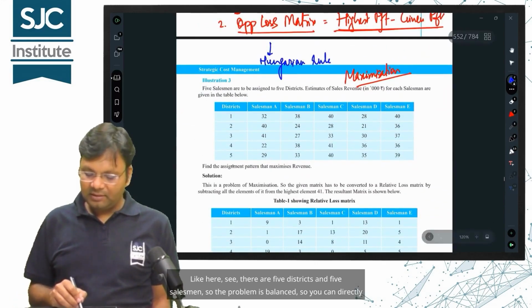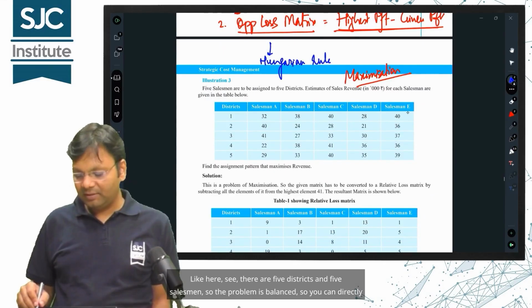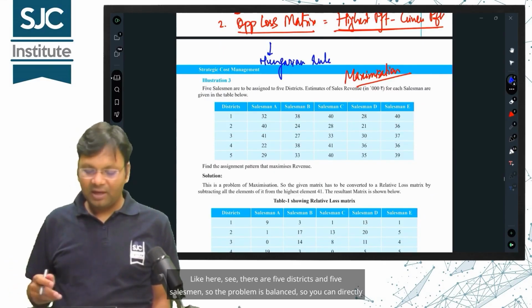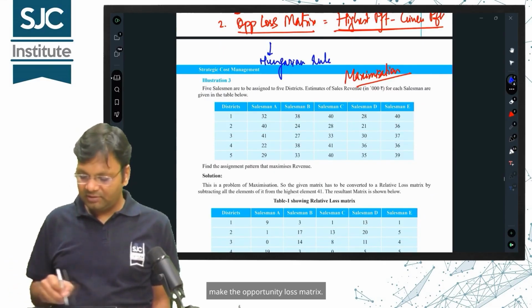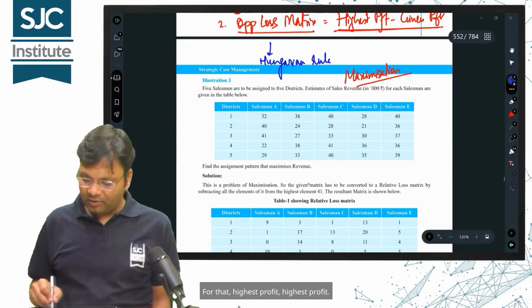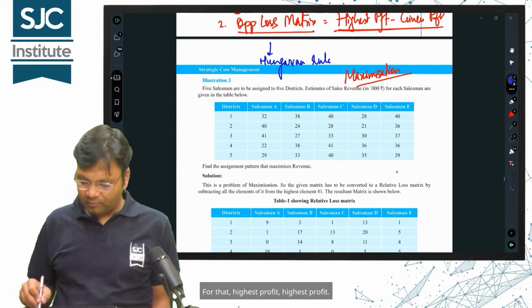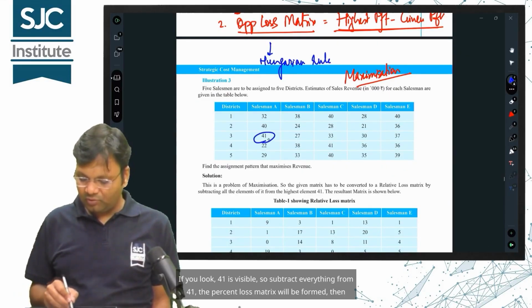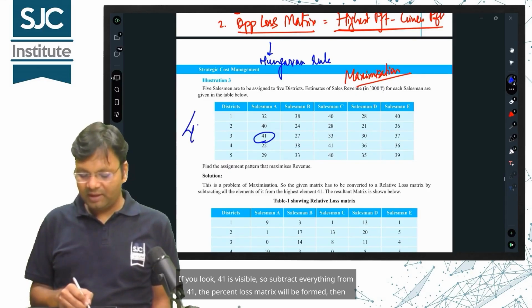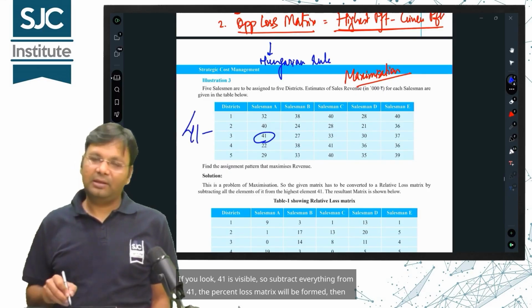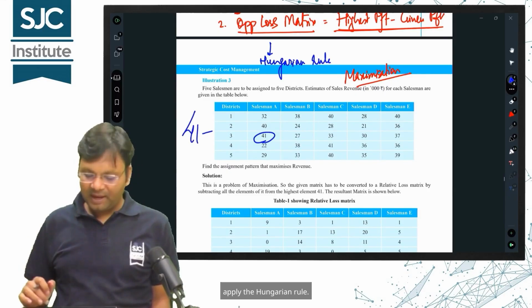Like here, see, there are 5 districts and 5 salesmen, so the problem is balanced, so you can directly make the opportunity loss matrix. For that, we need the highest profit. What do you see here? 41 is visible, so subtract everything from 41, the opportunity loss matrix will be formed, then apply the Hungarian rule.